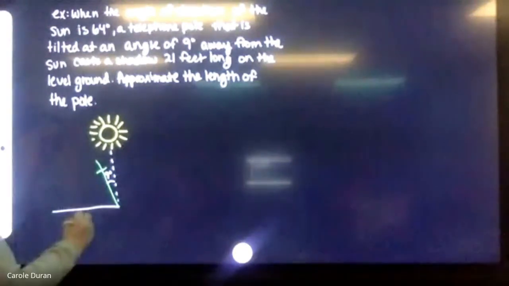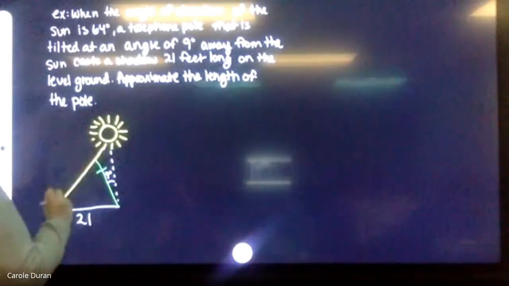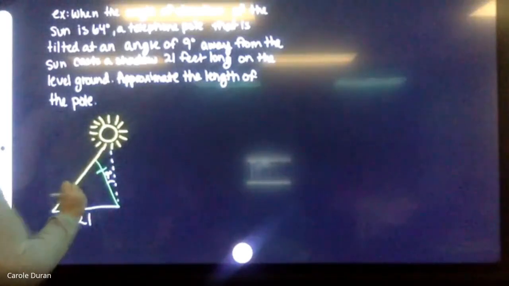I also know with the sun shining on this pole, the pole is creating a shadow that is 21 feet long that extends away from it on level ground. So this is going to be my shadow here, and I know that it's 21 feet long. I also know that the angle of inclination from here to the sun is 64 degrees. It asks me then to approximate or estimate the length of the pole.